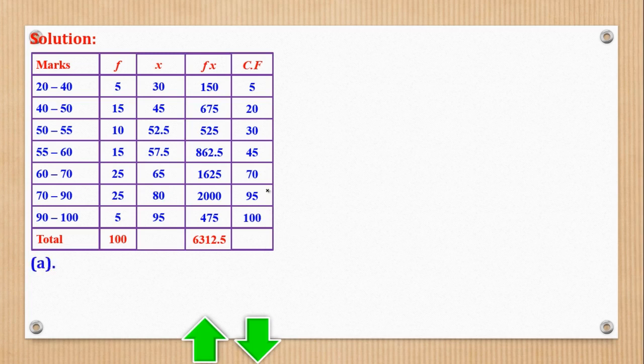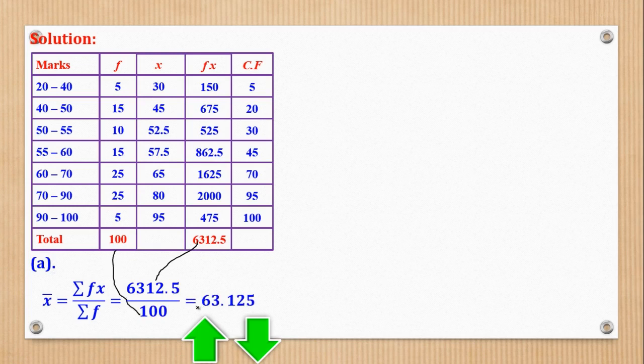So now we shall go to part A. Part A, they want you to get the mean. So mean will be summation of fx divided by summation of f, to give you this as the answer they wanted. Then for part B, they wanted you to draw a cumulative frequency curve.